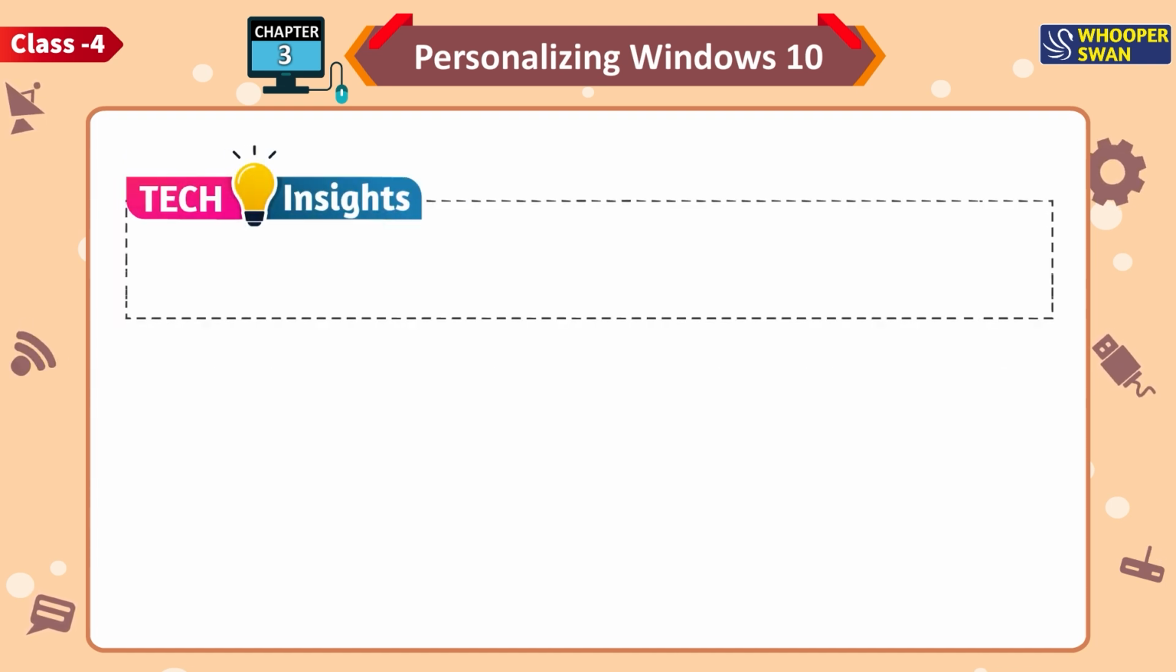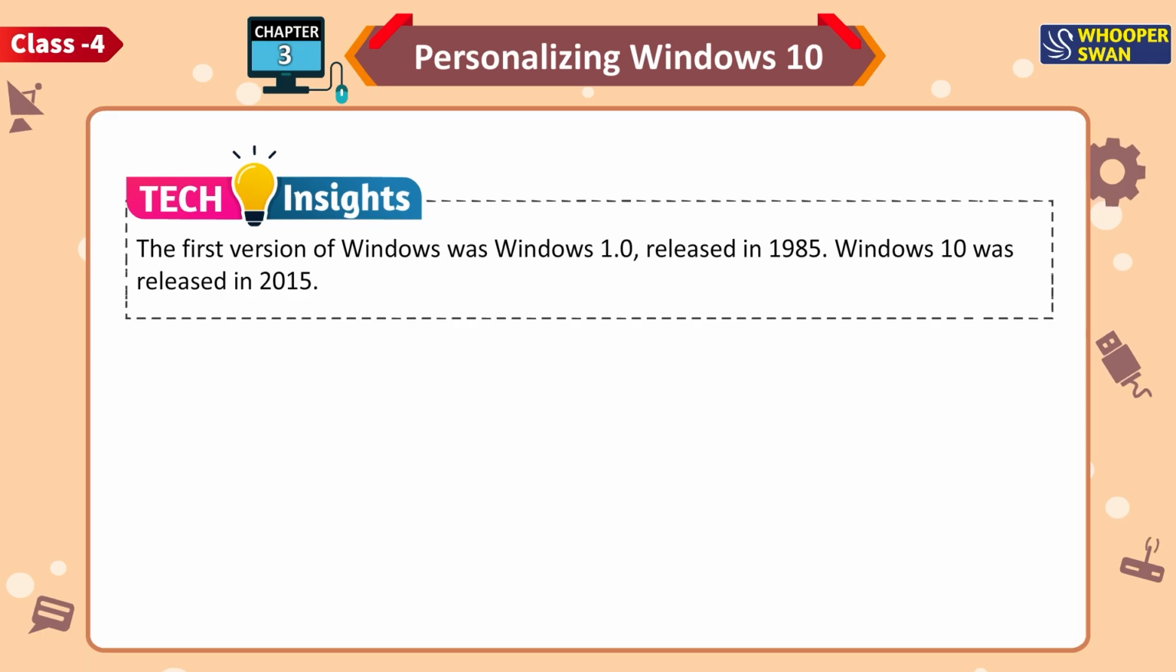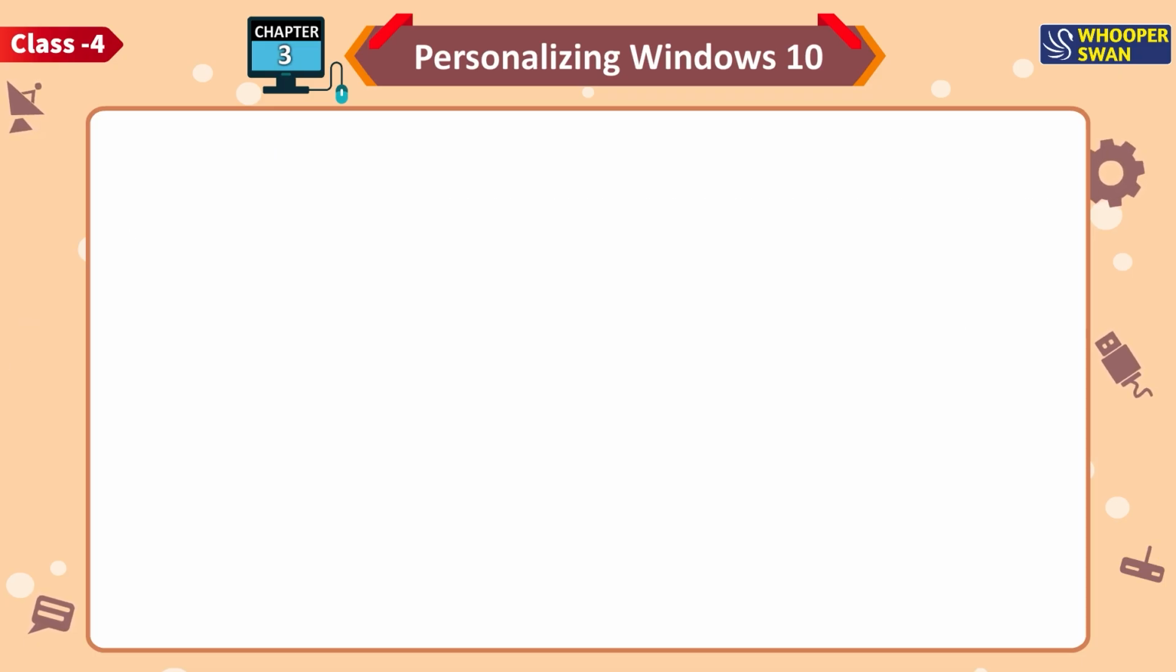Tech Insights. The first version of Windows was Windows 1.0, released in 1985. Windows 10 was released in 2015.